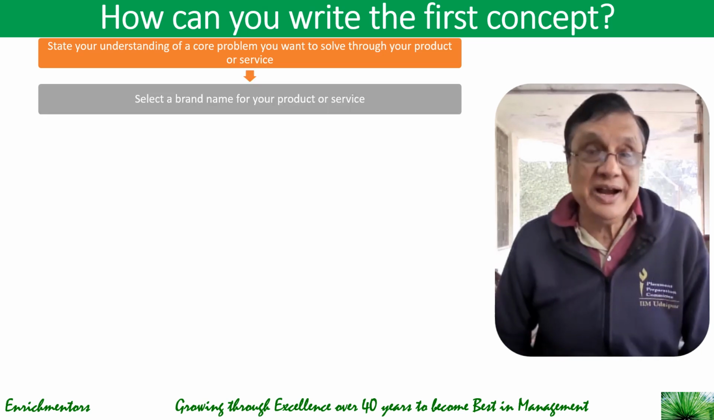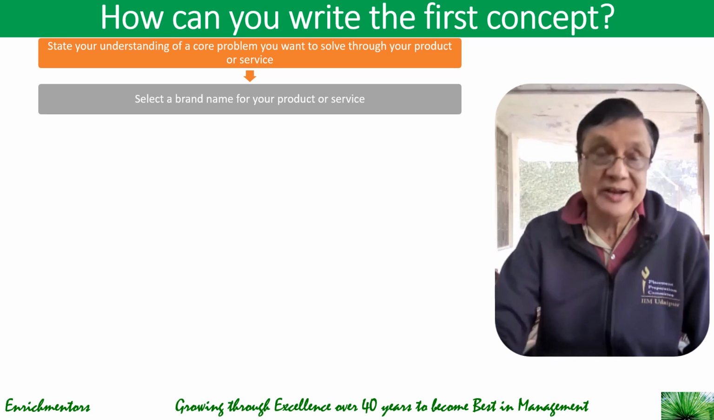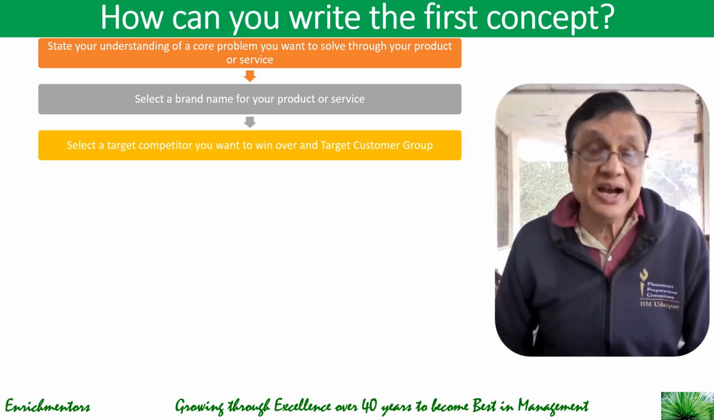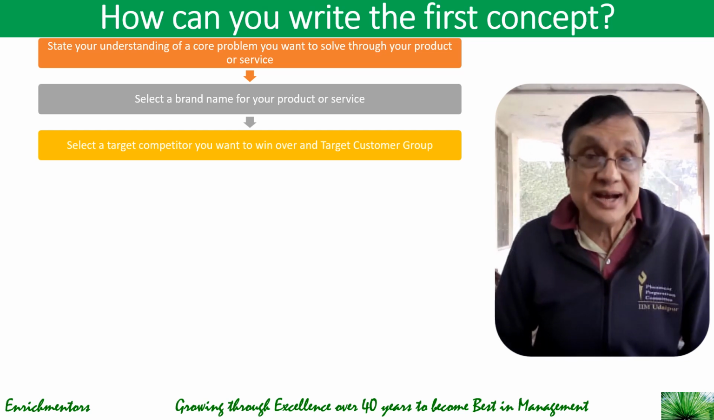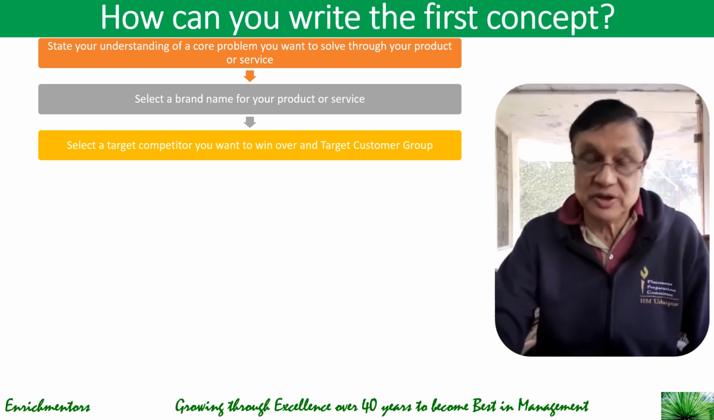Then you select a brand name, as we demonstrated, Cello Safe and Ready. So you select a brand name. Then you select a target audience. Who are the people who are having these problems? And then you define the target customers that you want to win over and target customer groups.